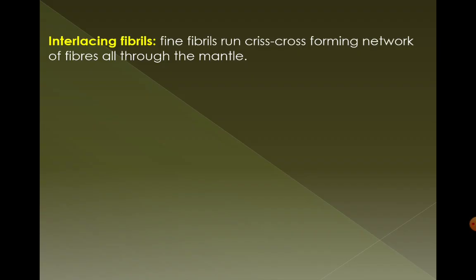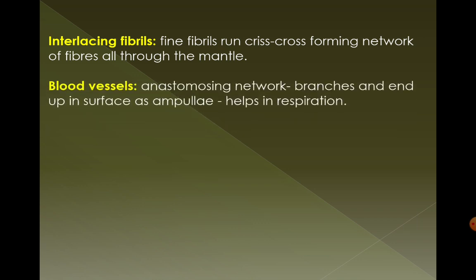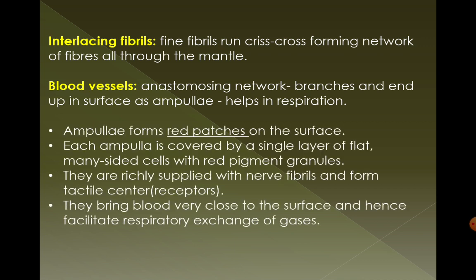Now coming to the interlacing fibrils, these fine fibrils run crisscross, forming the network of fibers all through the mantle. And the blood vessels form an anastomosing network, which means it branches out and ends up at the surface as ampullae. And when blood flows into these ampullae, which are in the form of terminal knobs, it brings in the exchange of gases, thus helping in the process of respiration.